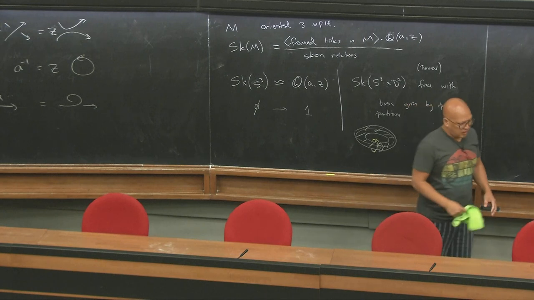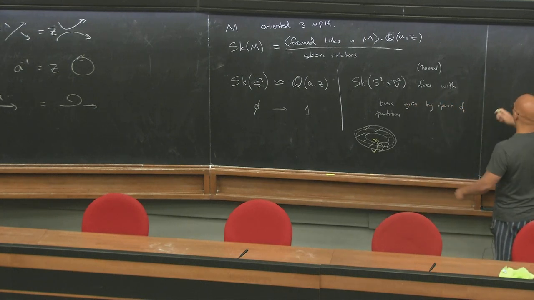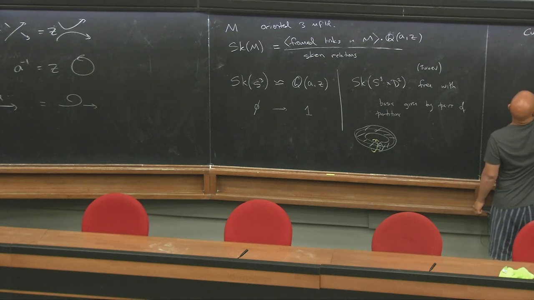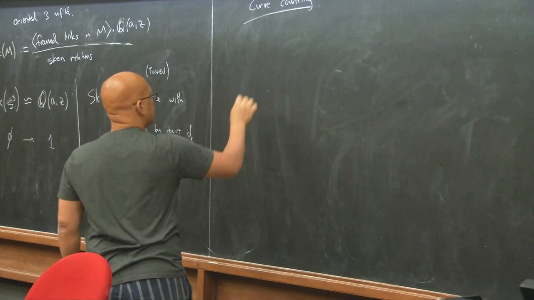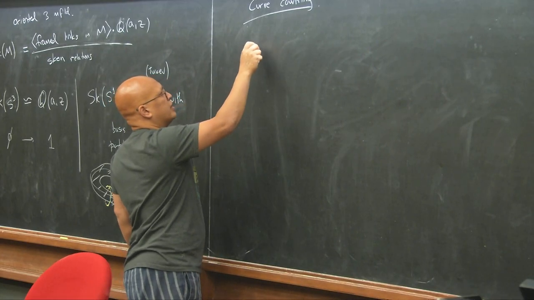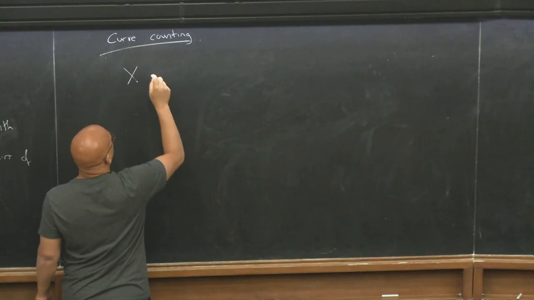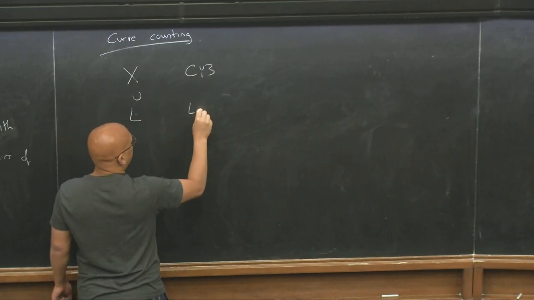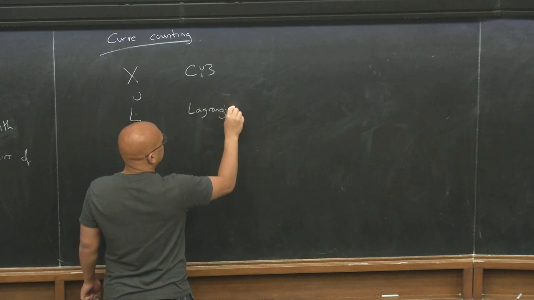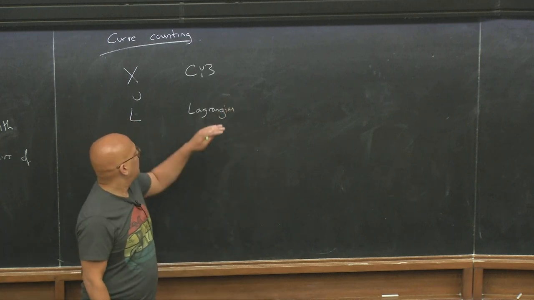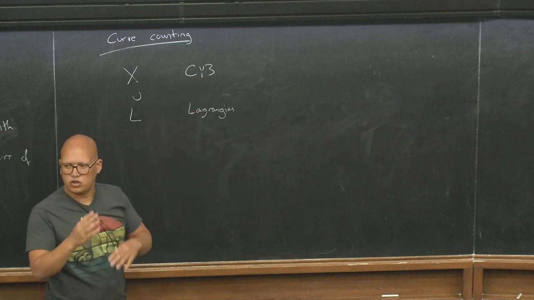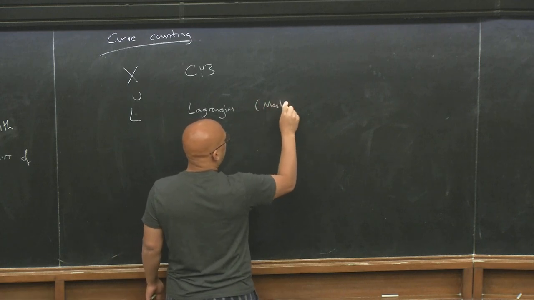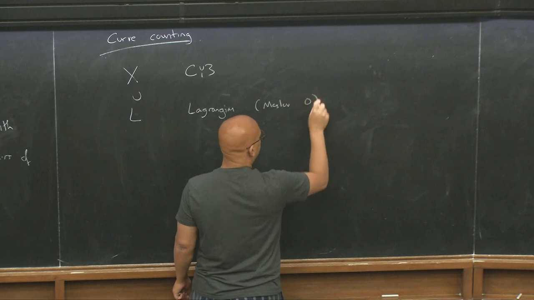Now I want to talk about curve counting. So just keep that in mind. This begins somewhere different. It begins with a Calabi-Yau threefold X, and I allow myself a boundary condition L, which is Lagrangian. For Calabi-Yau, you ask the Chern class vanishes. For Lagrangian, you ask an analogous condition, which is called being Maslov zero. It's just the analog of being Calabi-Yau.